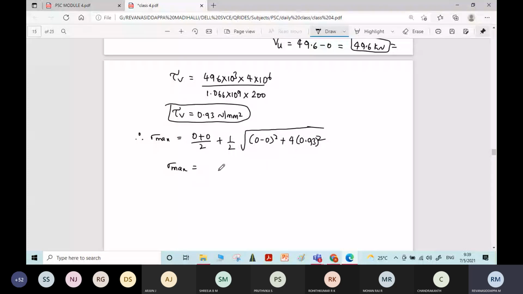Because root 4 value is 2. 2 by 2 becomes, sorry, 2 by 2 becomes 1. And 0.93 whole square. Root of 0.93 whole square is 0.93. You'll get the same answer. Therefore, 0.93 Newton per mm square.